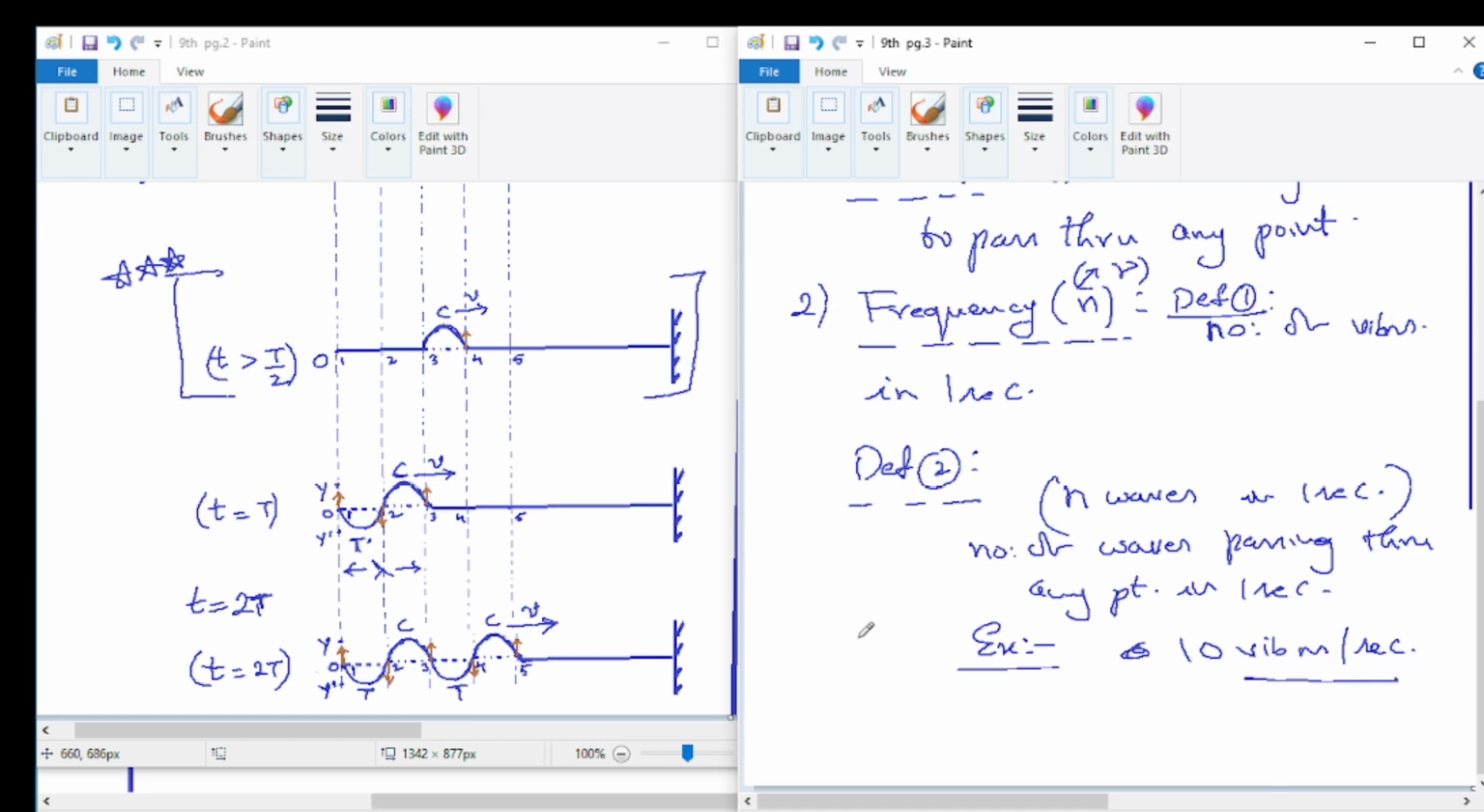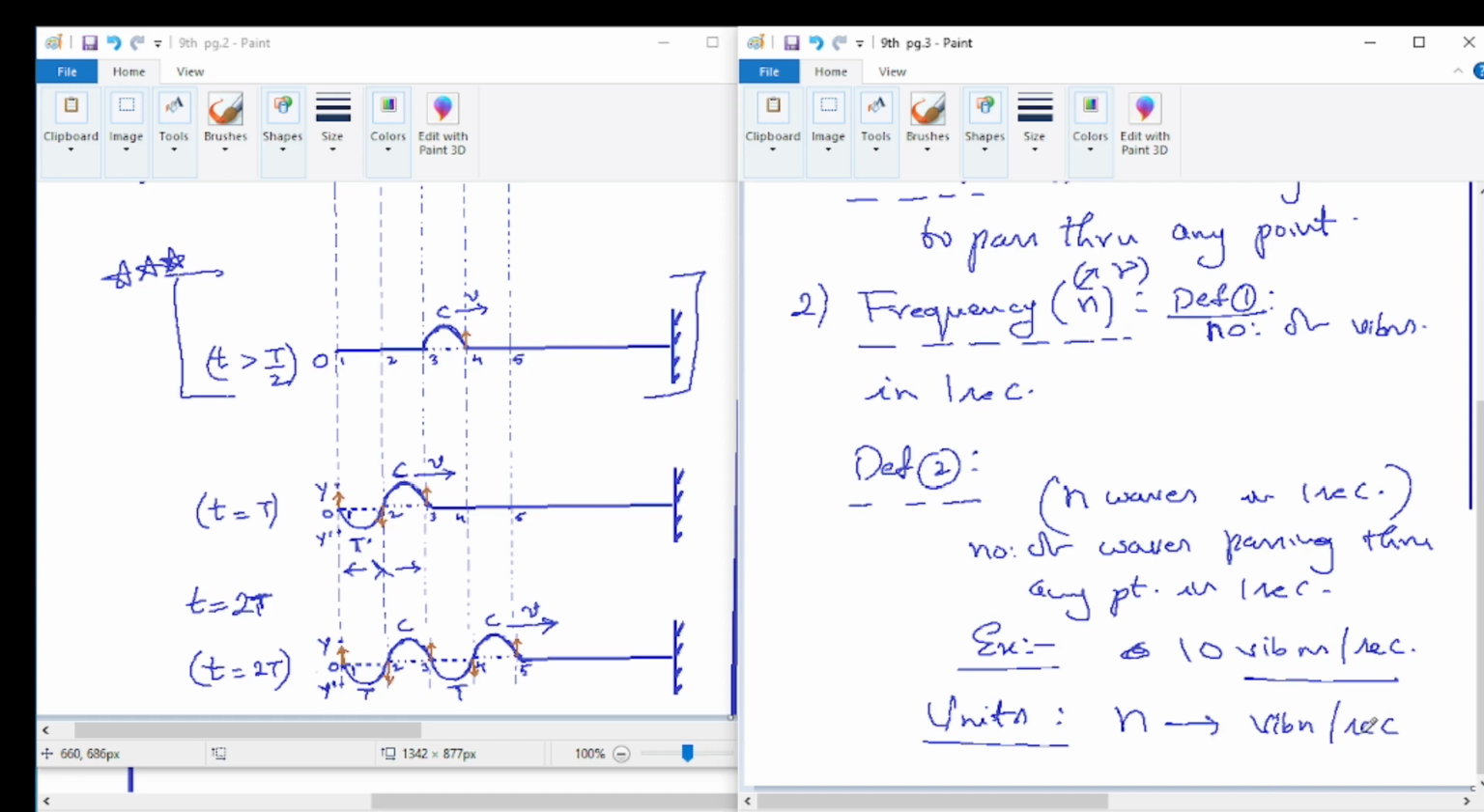So length of an object is 10 meters, 20 meters, 30 meters, 40 meters, like that, for different objects. Meter is the unit of length. Like that, here, what is the unit of frequency? Vibration per second. Simply, it's very simple. Unit of frequency is vibration per second.